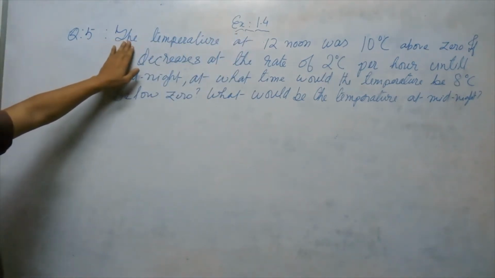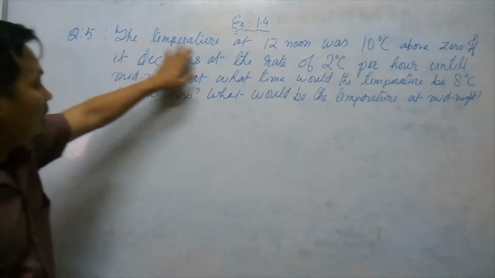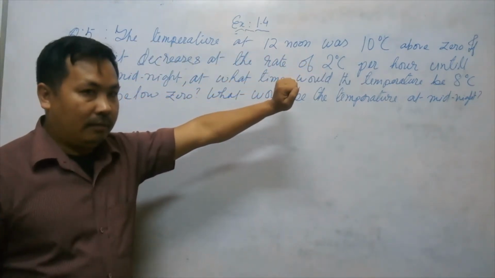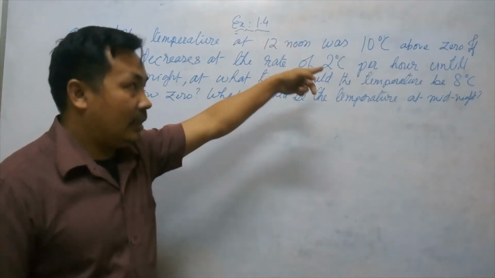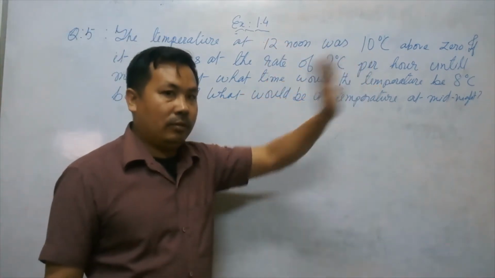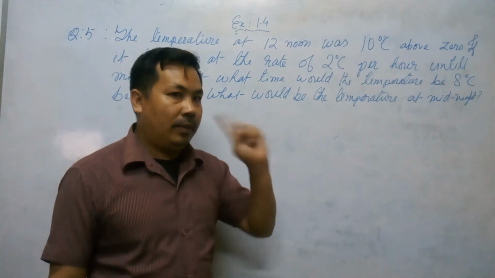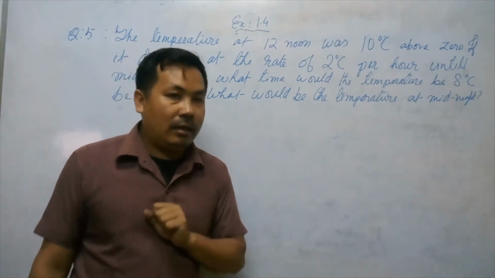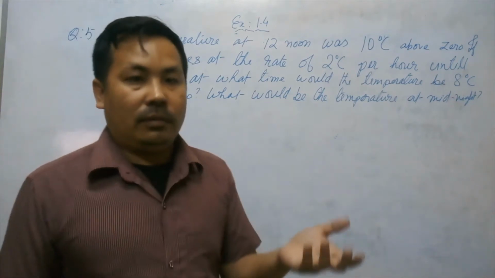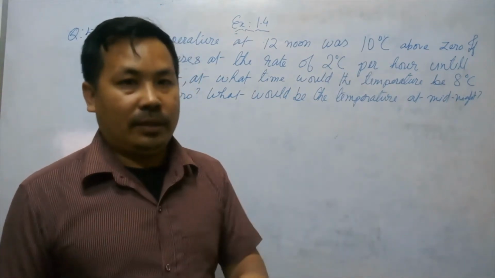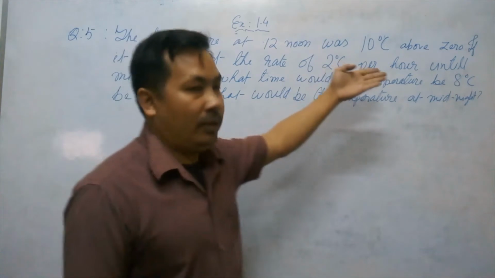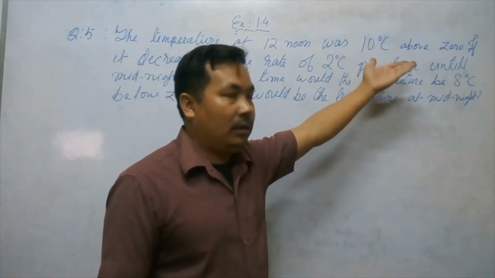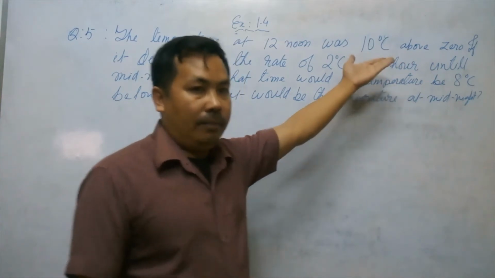Question number 5 says that the temperature at 12 noon was 10 degrees Celsius above 0. Above 0 means you always have to remember that it is plus, not minus. Temperatures are measured as minus temperature or plus temperature, isn't it? So here, above 0 means that this is a plus sign.